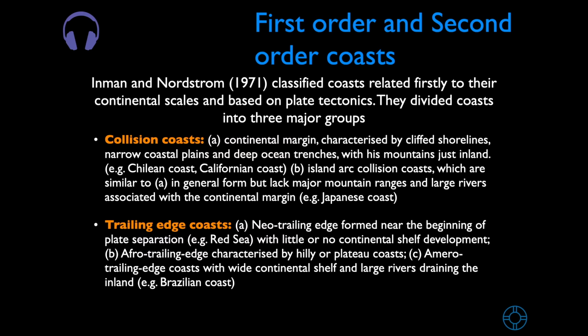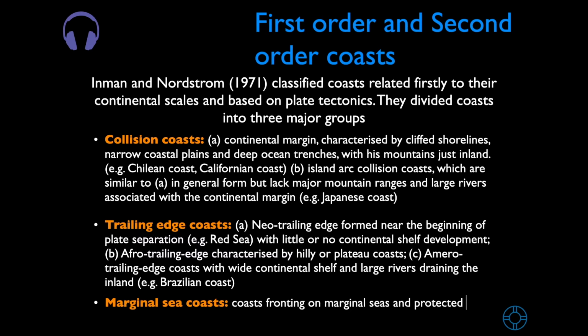Example, Brazilian coast. Third major group are marginal sea coasts, coasts fronting on marginal seas and protected from the open ocean. Example, the Mediterranean coast and the Chinese coast.